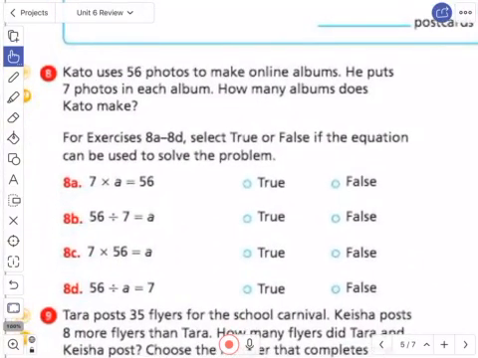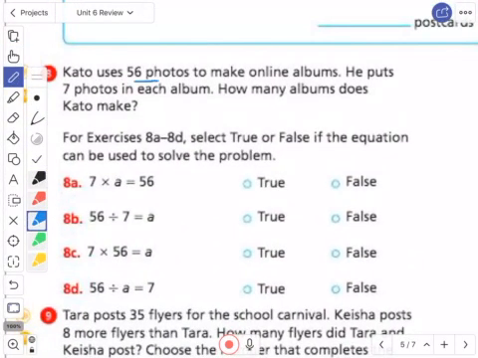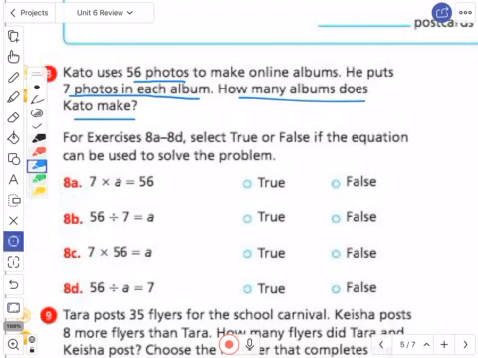Then number 8, Cato uses 56 photos to make online albums. It's like picture albums. He puts 7 photos in each album. How many albums does Cato make? Okay, so again, I'm thinking, is this multiplication, division, addition, or subtraction? Well, down here when I look, it's all multiplication, division, so it kind of already answers it. But what I need to do for exercises 8a through 8d, select true or false if the equation can be used to solve the problem. So can I use 7 times a equals 56?